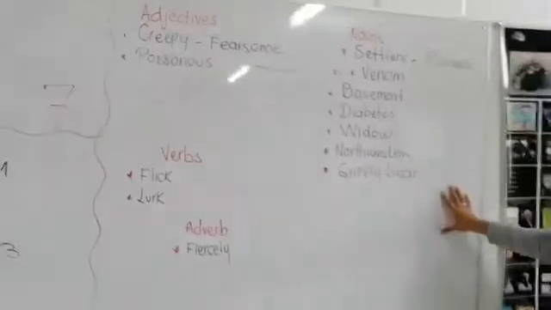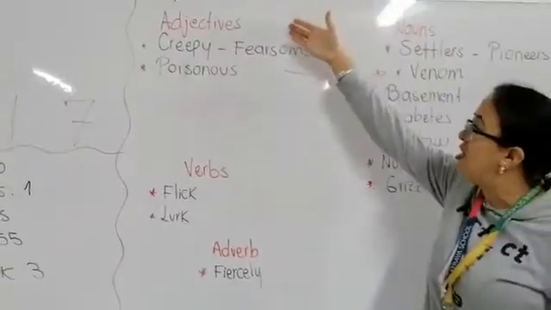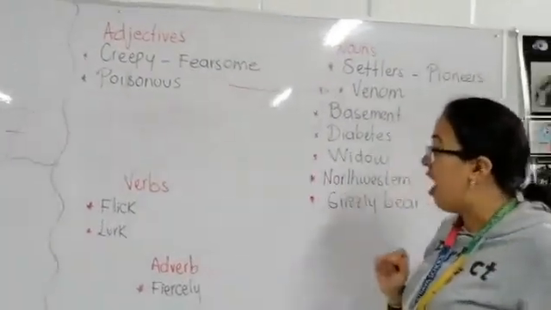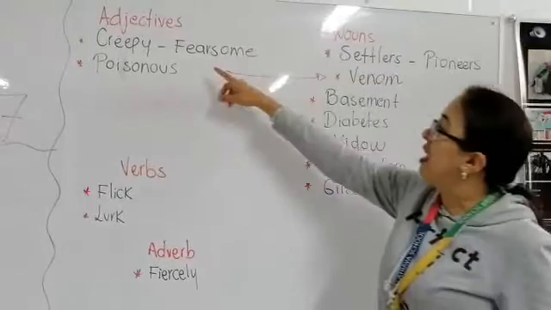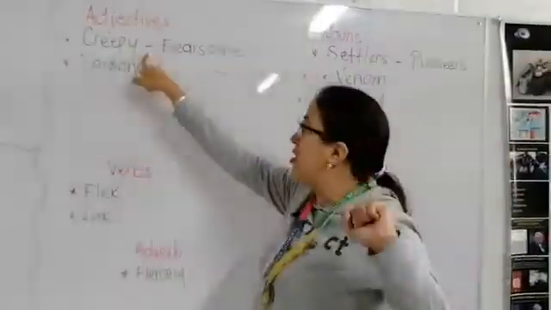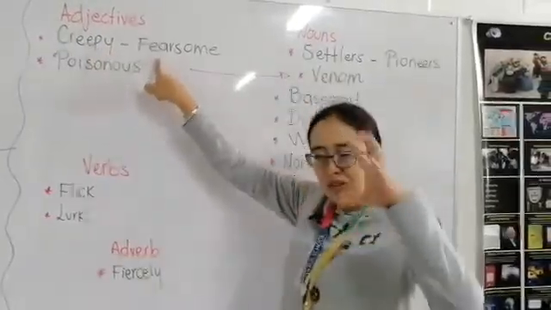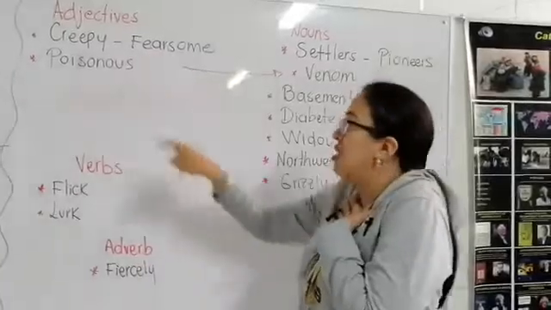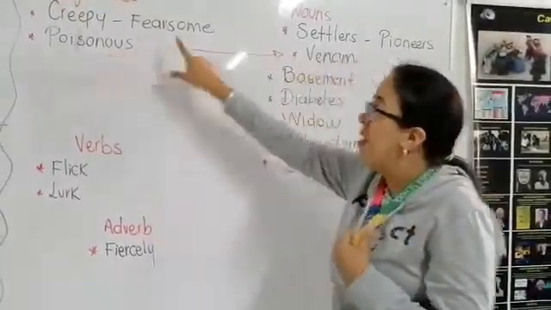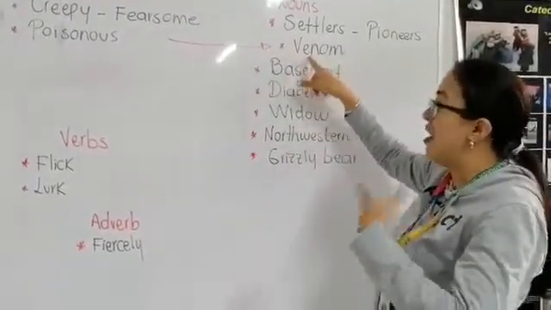Here it is. How do I organize the vocabulary? Classifying the words. As you can see, we have adjectives, nouns, verbs, and there is just one adverb. Adjectives like creepy and fearsome. Remember when I showed you the picture, I told you they are synonyms. Creepy and fearsome, something that makes you feel frightened or scared. Poisonous is an adjective, but it comes from the word venom and poison.